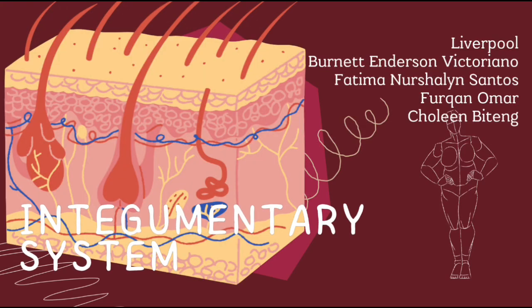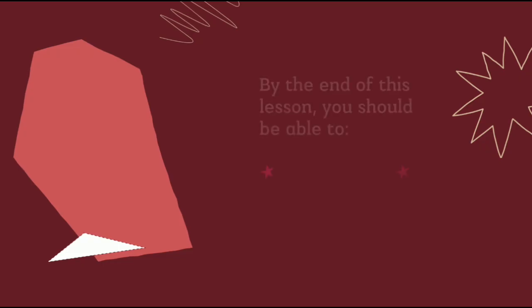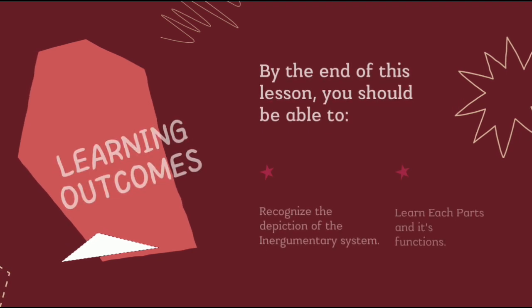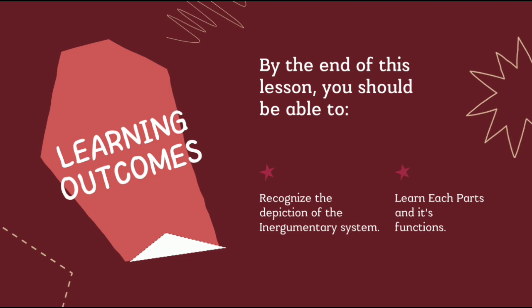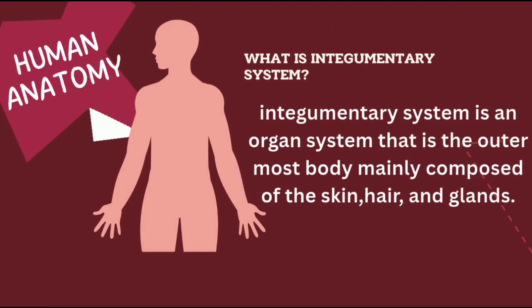Today we're going to tackle the integumentary system. By the end of this lesson, you should be able to recognize the descriptions of the integumentary system, and learn each part and its function. So, what is the integumentary system? The integumentary system is an organ system that forms the outermost body covering, mainly composed of the skin, hair, and glands.